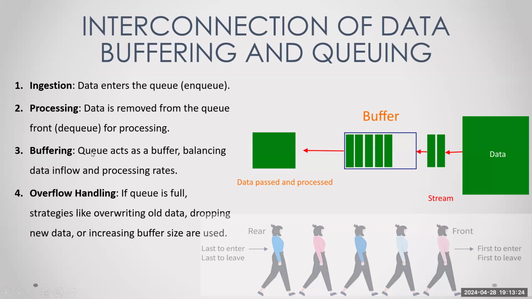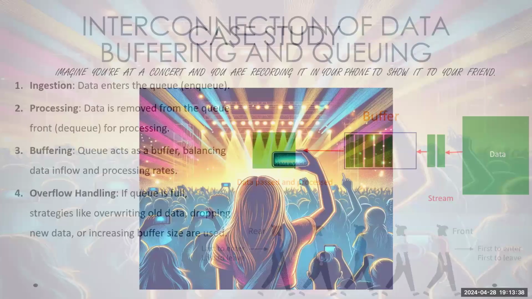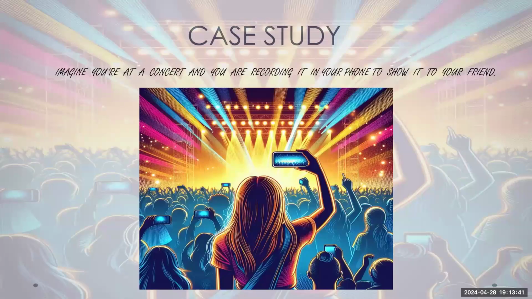So that's exactly how sir explained. That's how data buffering and queuing can be interrelated. So moving on to the case study. Let's say the case study is on how queuing and buffers are related. Imagine yourself in a concert where a band is playing, and you're recording it on your phone so that later on you can share.